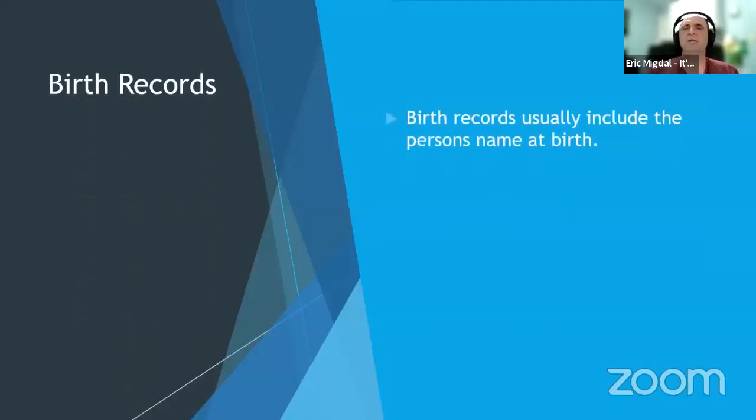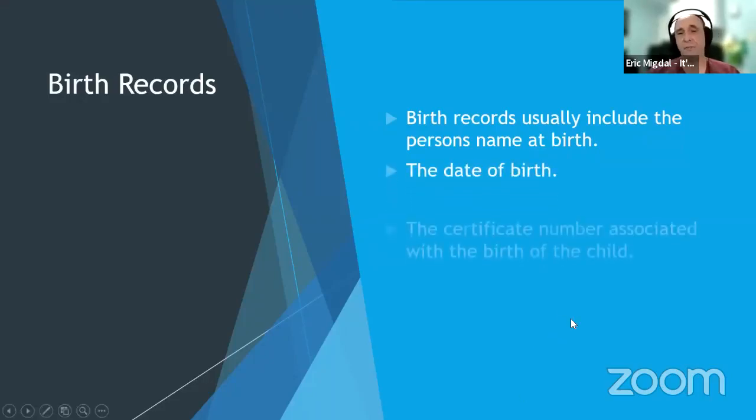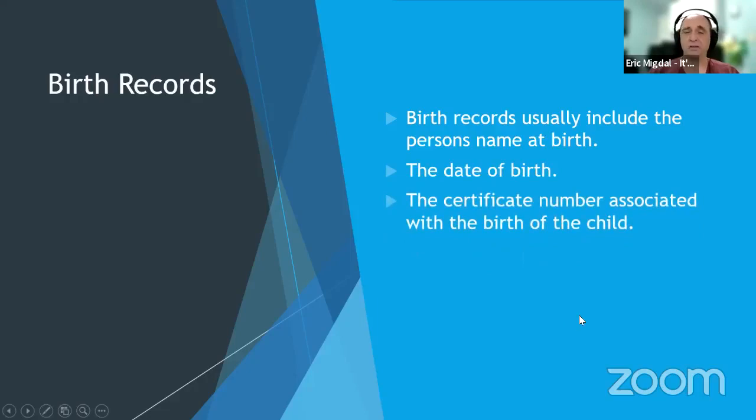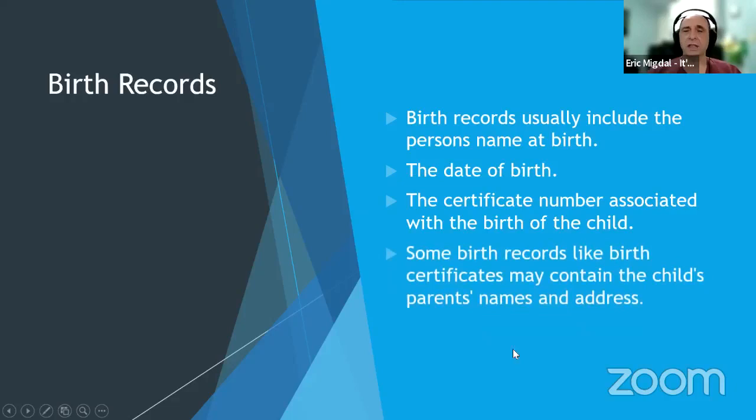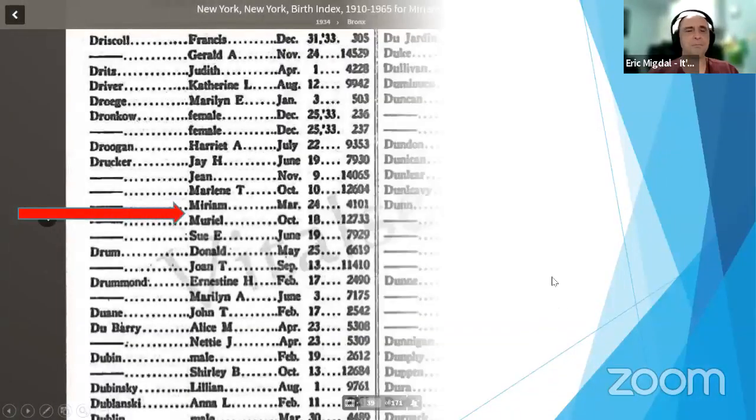Birth records usually include the person's name at birth, their date of birth, and the certificate number that's associated with the birth of a child, if it's on an index. Some birth records, like birth certificates, may contain the child's parents' names and address.